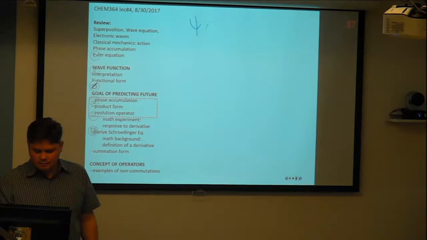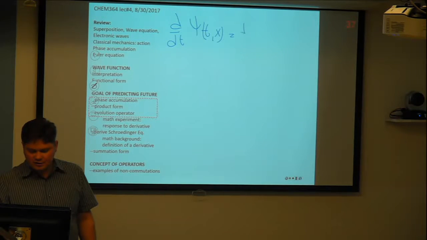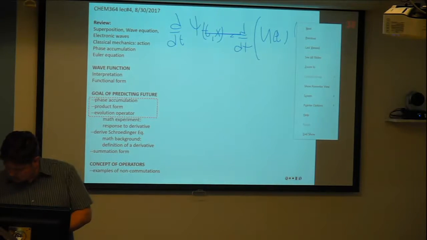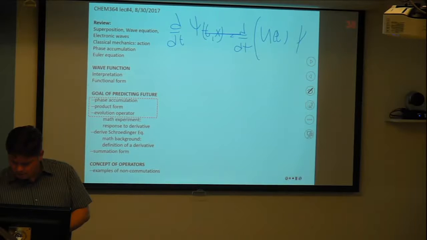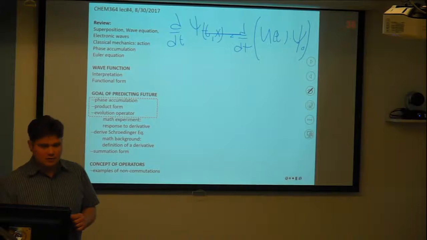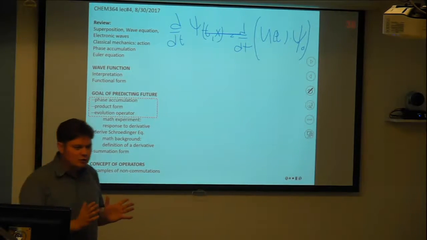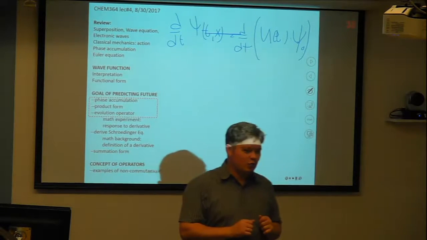We have wave function. We know that wave function is a product of evolution operator and wave function at initial time, right? It is what we were talking before. Now, how do you take derivatives of products?